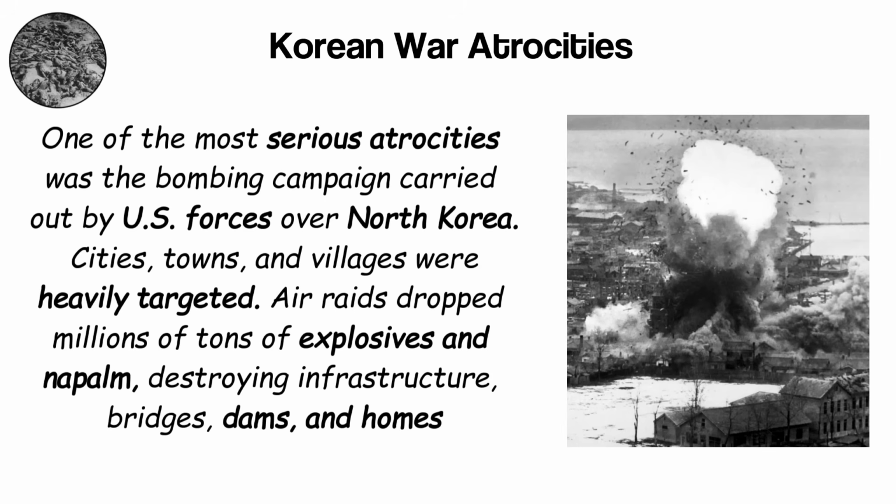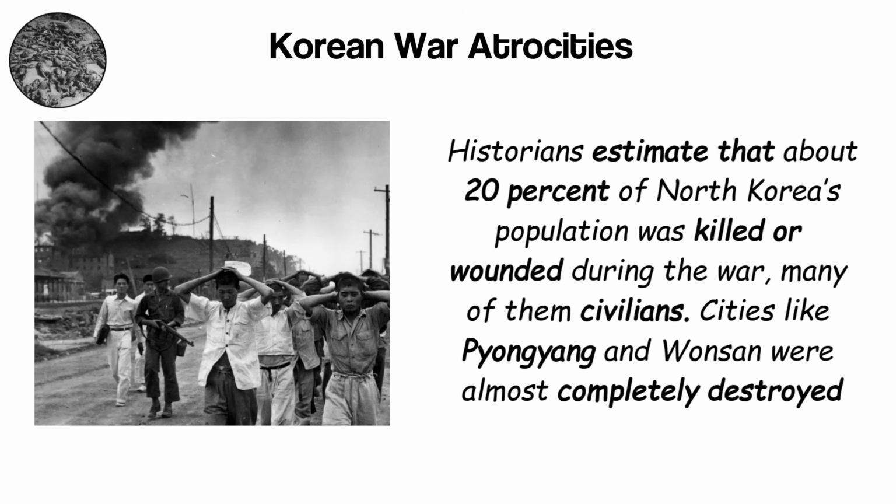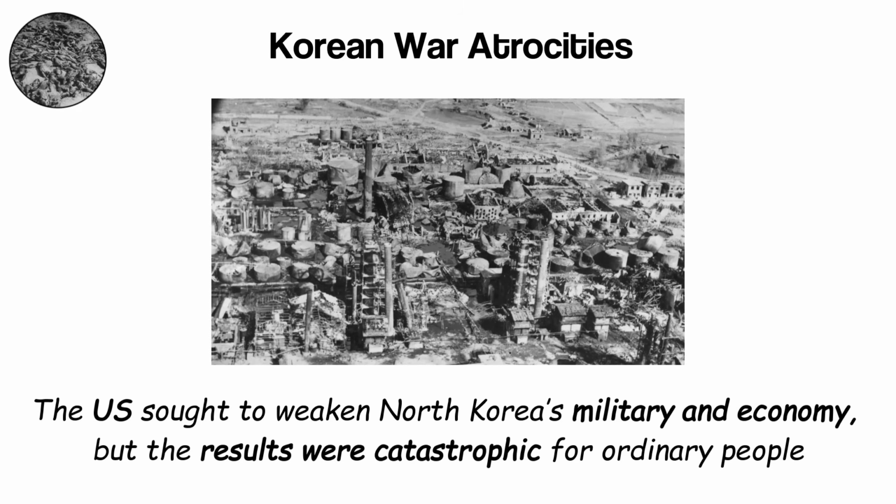Cities, towns, and villages were heavily targeted. Air raids dropped millions of tons of explosives and napalm, destroying infrastructure, bridges, dams, and homes. Historians estimate that about 20% of North Korea's population was killed or wounded during the war, many of them civilians. Cities like Pyongyang and Wonsan were almost completely destroyed. The United States sought to weaken North Korea's military and economy, but the results were catastrophic for ordinary people.